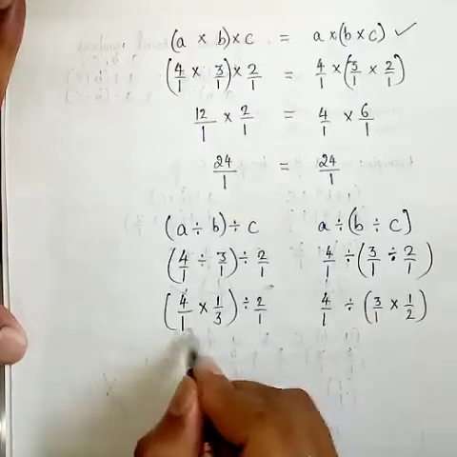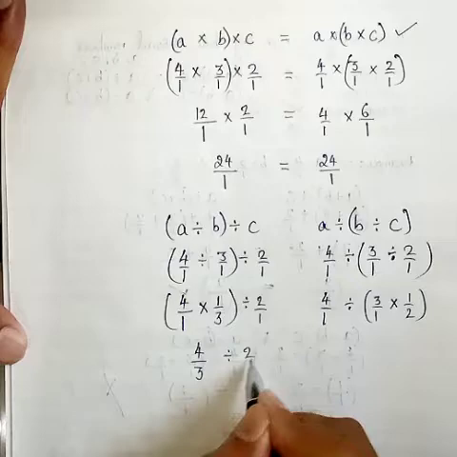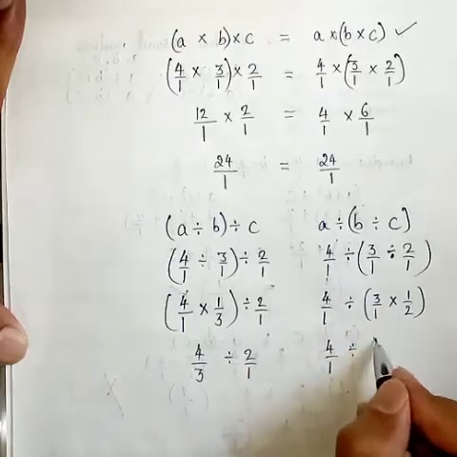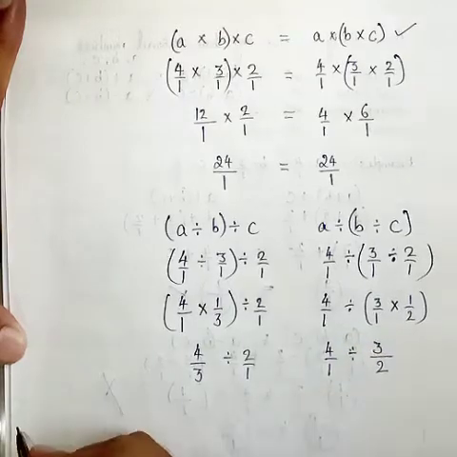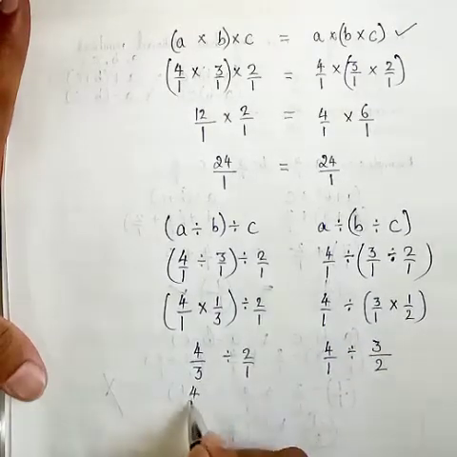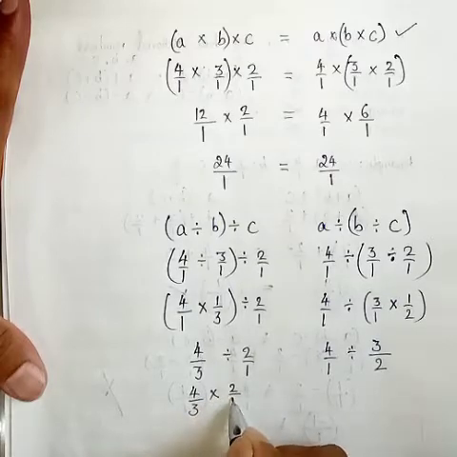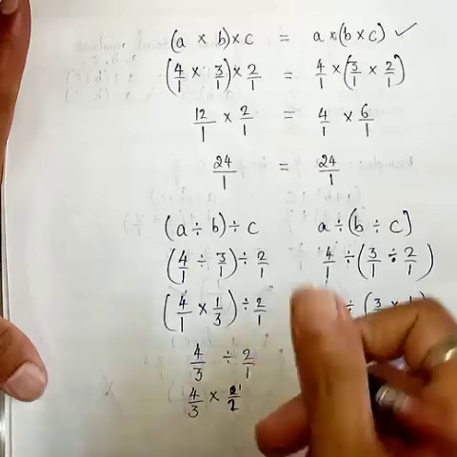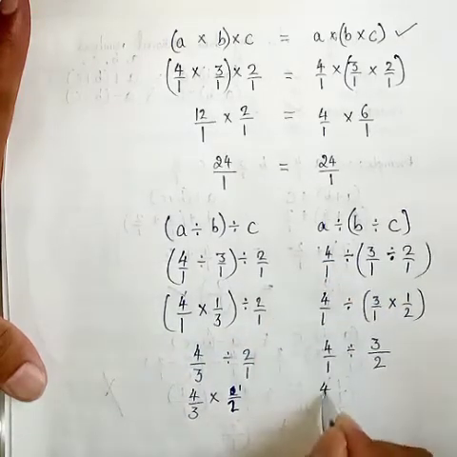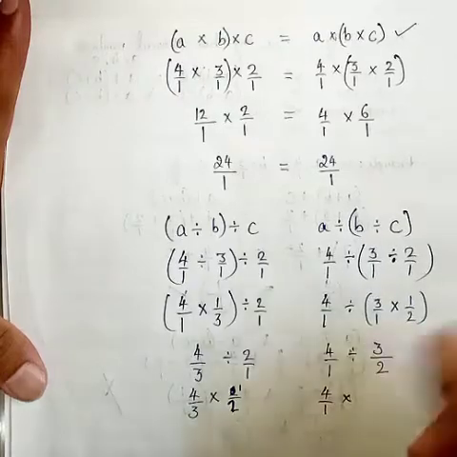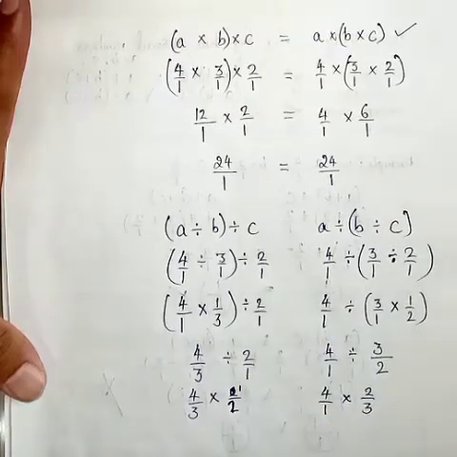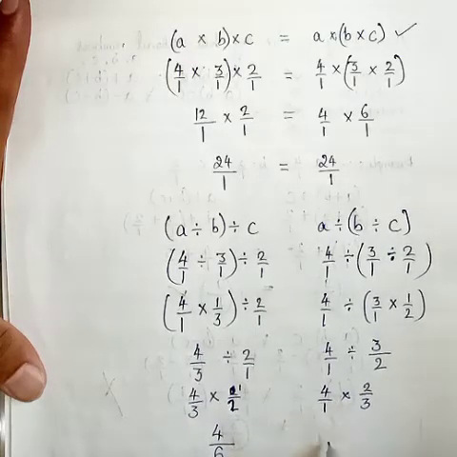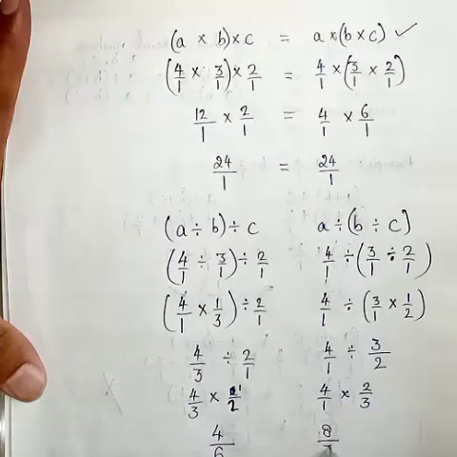So 4 1s are 4, 3 1s are 3, divide by 2 by 1. Here divide as it is, 3 1s are 3, divide by 2 1s are 2. Now again reciprocal of this, sorry, reciprocal of this number 1/2, that means this number will change. Similarly this will be 4/1 multiplied by reciprocal of this, that is 2/3. So here 4 1s are 4, 3 2s are 6, here 4 2s are 8, 1 3s are 3.